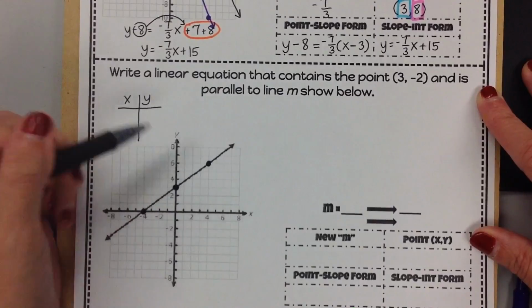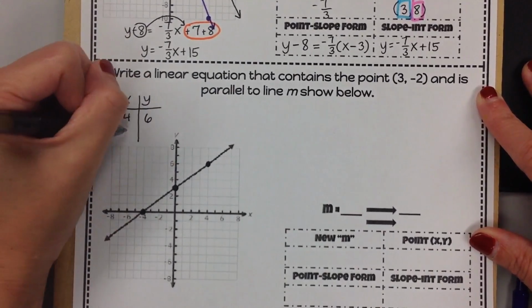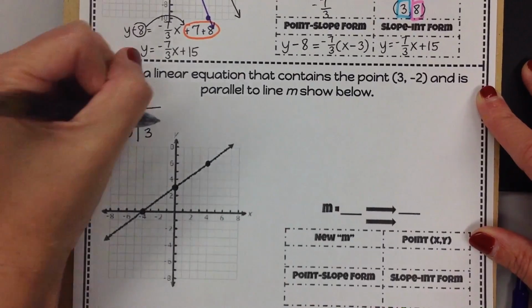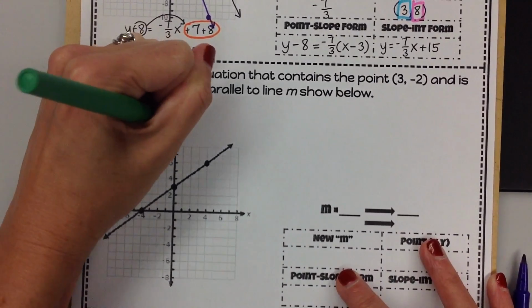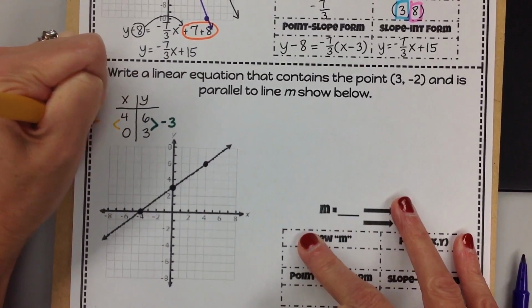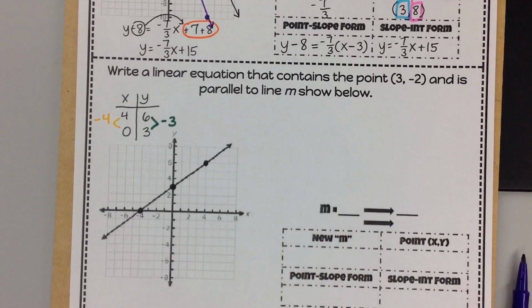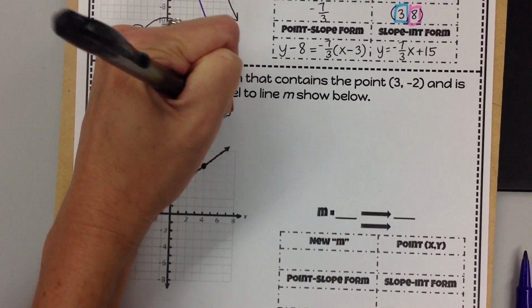So I see 4, 6, and 0, 3. So now I'm going to find my change in Y. From 6 to 3 is down 3. And my change in X from 4 to 0 is down 4. So now I'm going to write my slope. And remember, slope is change in Y over change in X.